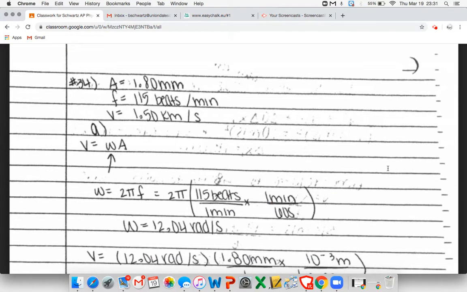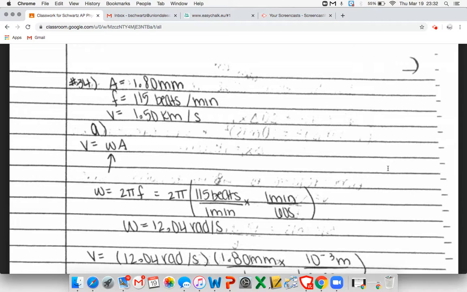Number 34, expectant parents are thrilled to hear their unborn baby's heartbeat, revealed by an ultrasonic motion detector. Suppose the fetus's ventricular wall moves in a simple harmonic motion with amplitude of 1.8 millimeters and frequency 115 beats per minute. The motion detector in contact with the mother's abdomen produces sound at precisely 2 megahertz, which travels through tissue at 1.5 kilometers per second. First, find the maximum linear speed of the heart wall.